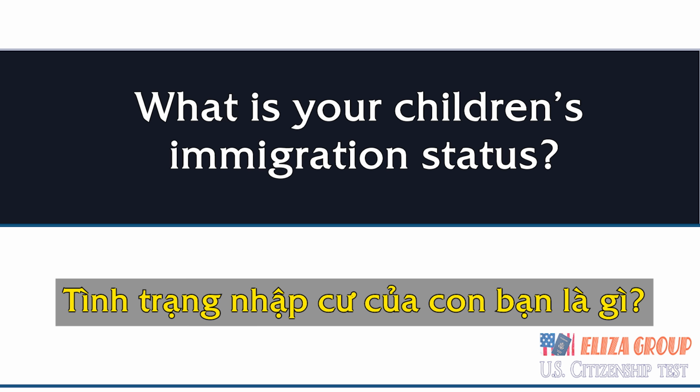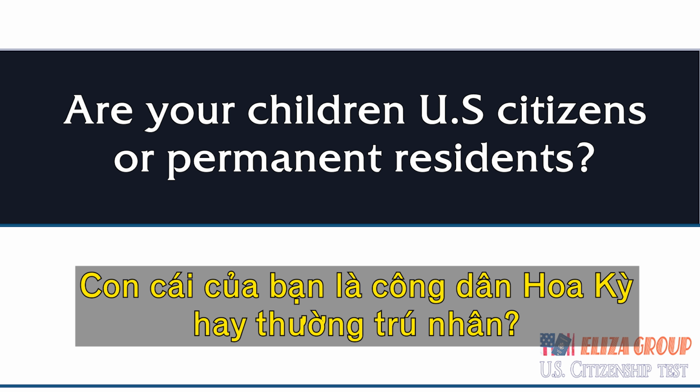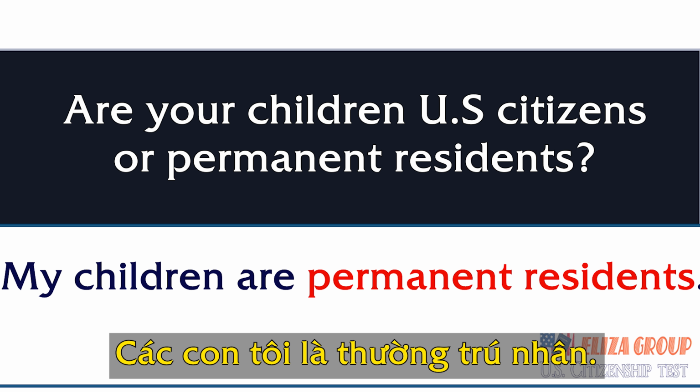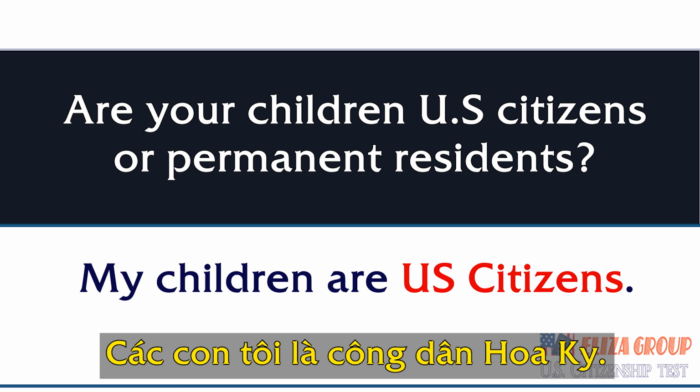What is your children's immigration status? Are your children U.S. citizens or permanent residents? My children are permanent residents. Or, my children are U.S. citizens.